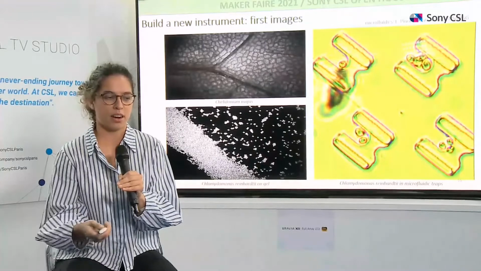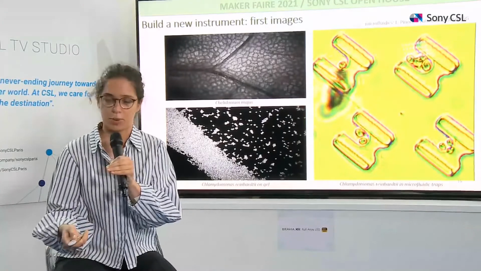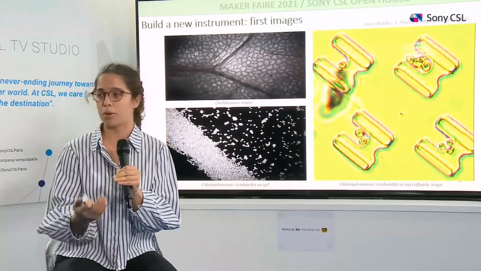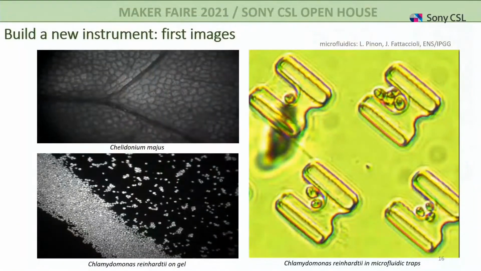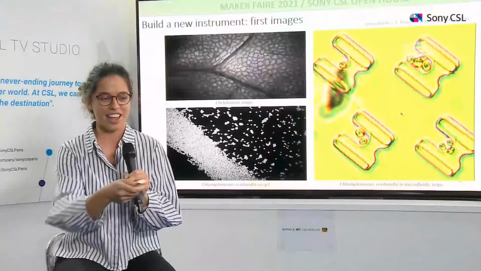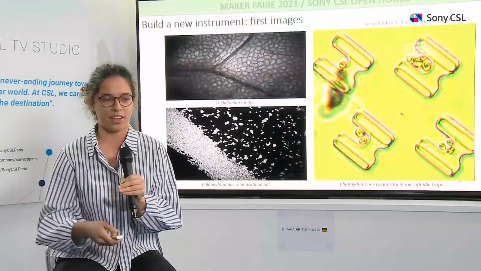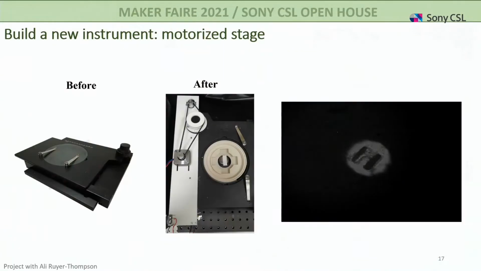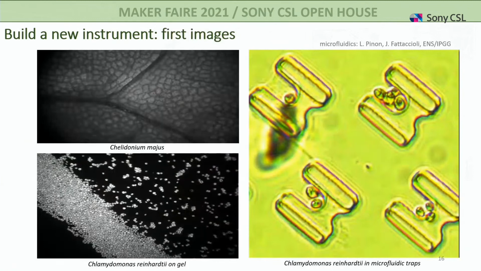So these are some images that we acquire. We can look at plants, and we can also look at algae. And actually, we will focus on algae because it is the typical organism to study photosynthesis. And here, for example, you can see a video of our algae trapped in a microscopic trap, the size of a hair, and we can look at them one by one.